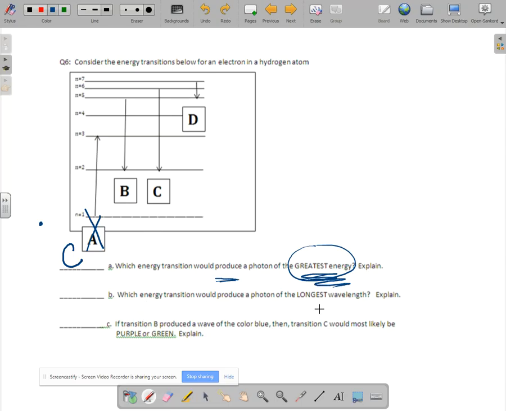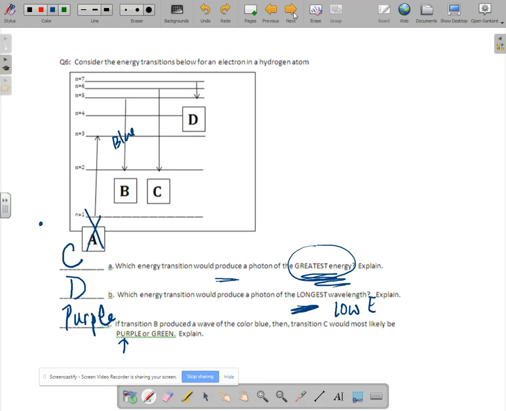Which energy transition would produce a photon of the longest wavelength? Please remember your 3 L's: longest wavelength means low energy. So that's actually going to be the shortest transition, so we would be looking at D for that one. And last but not least, if transition B was a wave of blue, then transition C, would it be purple or green? Well, C is a bigger energy transition, so it's going to have to be a more energetic color. Thinking about ROY G. BIV, what's more energetic than blue? That would have to be our purple. So a more energetic photon.